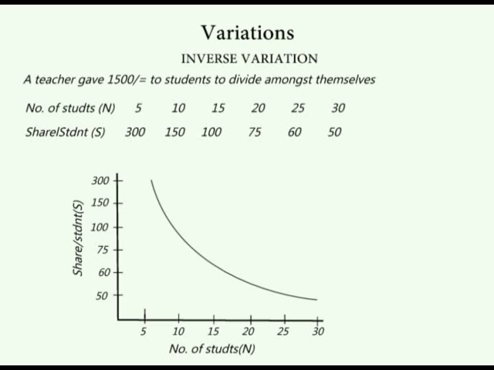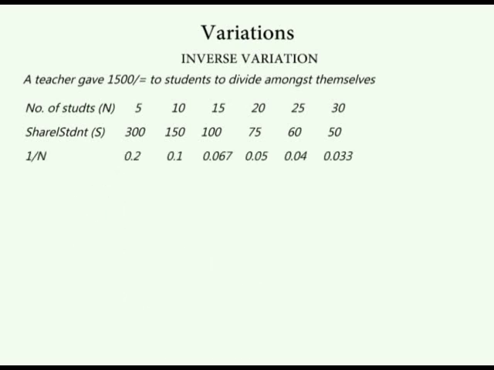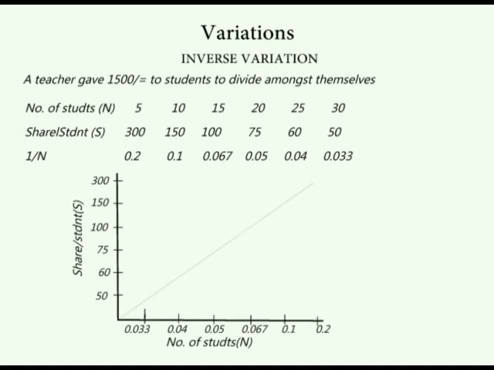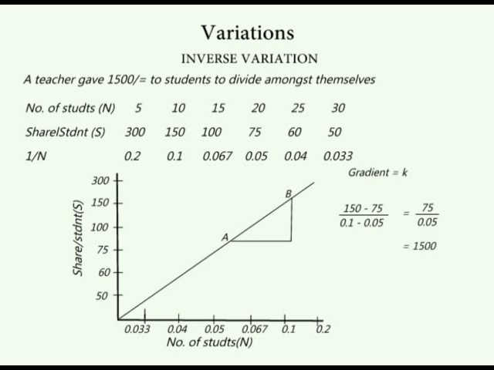We can obtain a linear graph by plotting s against the inverse of n, that is 1 over n. And so we obtain another row of 1 over n, and now we can plot the graph. The gradient of this graph will give us the constant. If we choose any 2 points, A and B, and find the gradient, we shall have (150 minus 75) over (0.1 minus 0.05). That is 75 over 0.05, and that gives us 1,500.